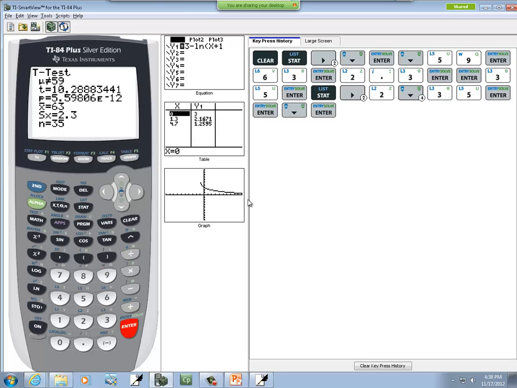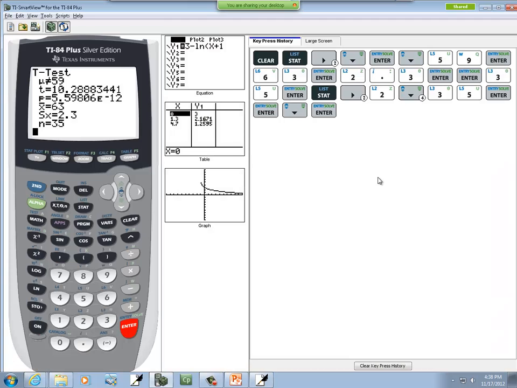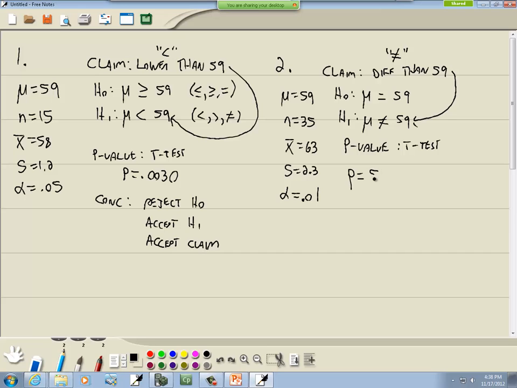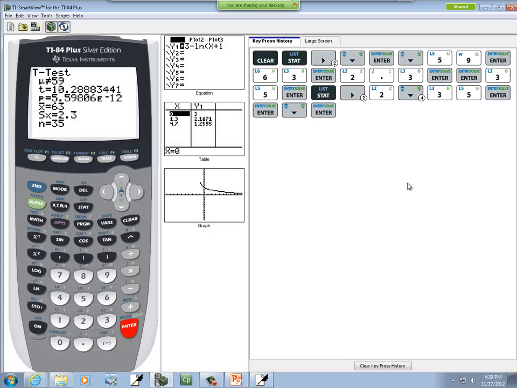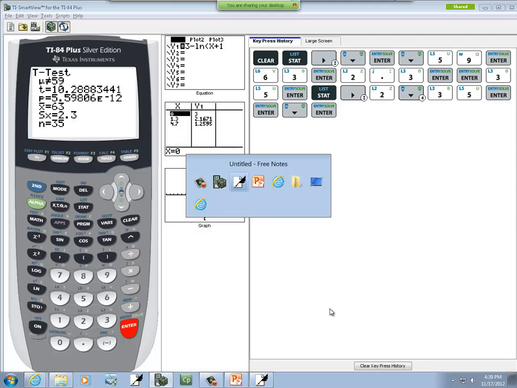Now the p equals is our p-value. So we got 5.6 e to the negative 12. That e to the negative 12 is scientific notation. That means move your decimal point 12 places to the left. So we're going to have 1, 2, 3, 4, 5, 6, 7, 8, 9, 10, 11, 5, 6. That's our p-value.